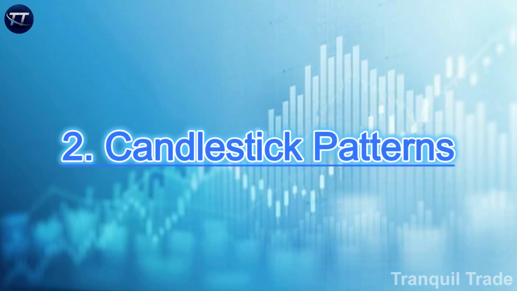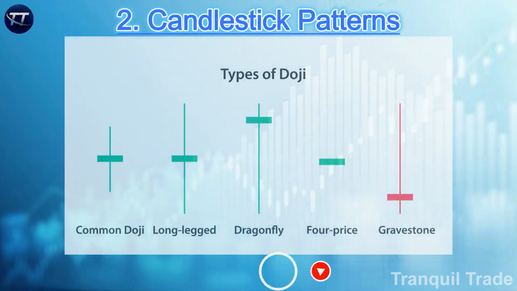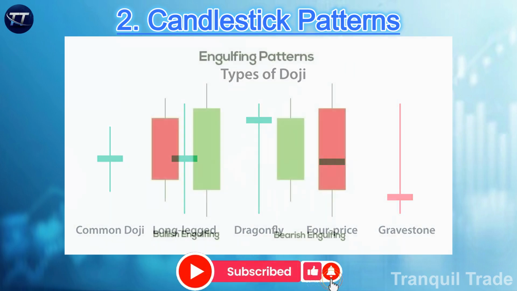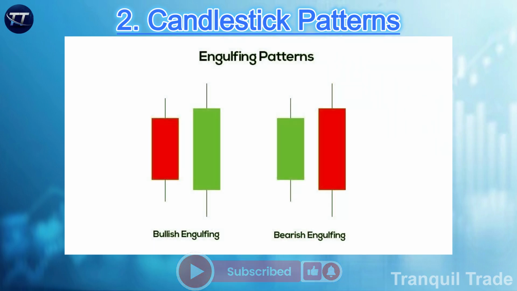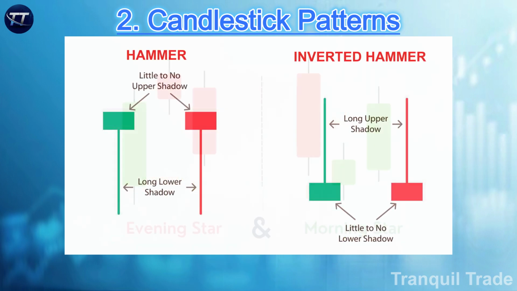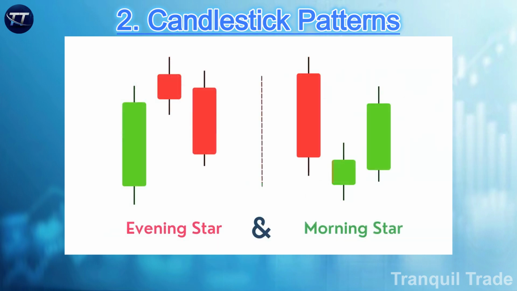Candlestick patterns. Doji: market indecision, possible reversal. Engulfing candles: strong momentum shift. Hammer and shooting star: reversal signals.